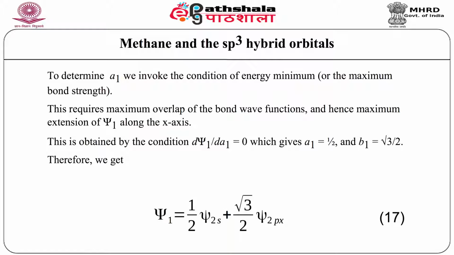To determine A1, we invoke the condition of energy minimum or the maximum bond strength. This requires maximum overlap of the bond functions and hence maximum extension of Ψ1 along the x-axis. This is obtained by the condition dΨ1/dA1 equals 0, which gives A1 equals half and B1 equals square root of 3 by 2. Therefore, we get Ψ1 equals half Ψ2s plus square root of 3 by 2 Ψ2px.